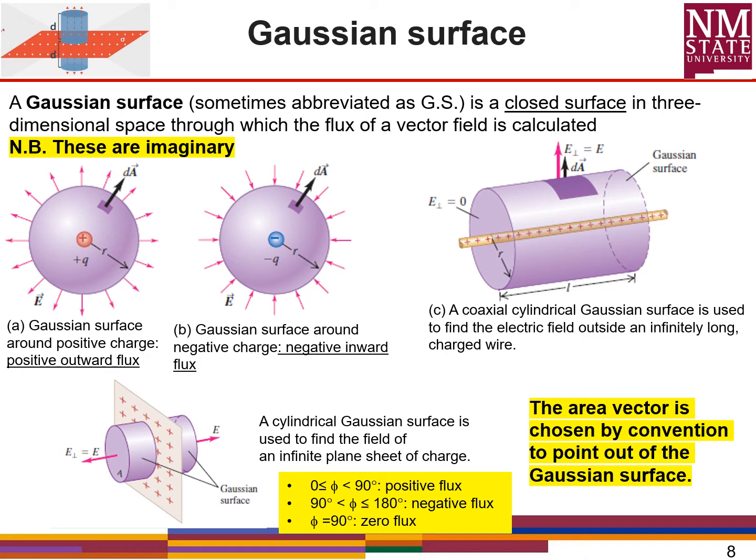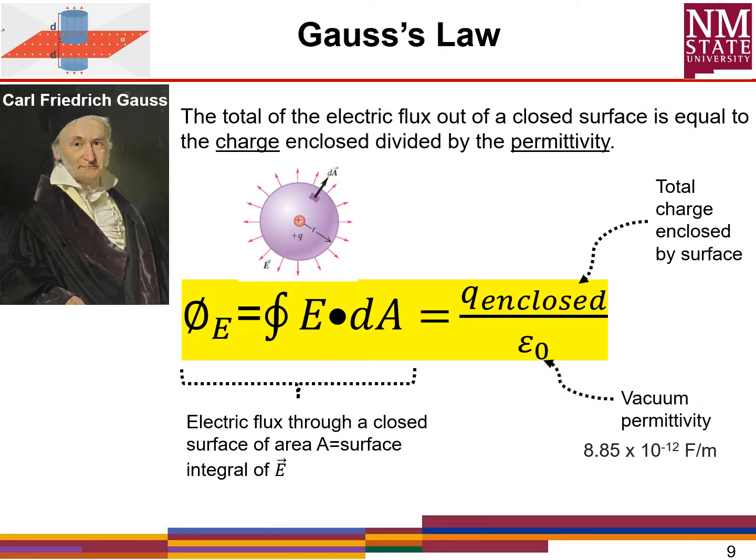Okay, so now we can understand the meaning of positive outward flux and negative inward flux. So let's go to Gauss's law. This law was first formulated by Joseph Louis Lagrange in 1773, followed by Carl Friedrich Gauss in 1813. Gauss's law says the total electric flux out of a closed surface is equal to the charge enclosed divided by the permittivity. So you can define flux as: flux is equal to Q enclosed divided by epsilon 0. Epsilon 0 is the vacuum permittivity and it's a constant value.